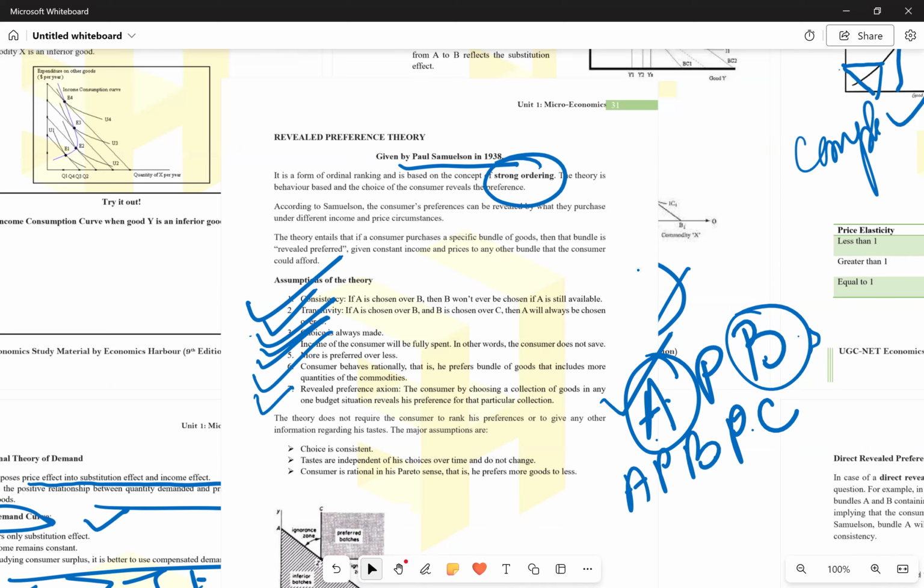Okay. Now, in this case, your choices are consistent, the tastes are independent of his choice and they do not change. So it is not like today you like something spicy, but after 10 years, you will develop a sweet tooth. No. So the choices would remain the same. It won't change over time. Okay. And the consumer is rational, meaning he will prefer more goods.